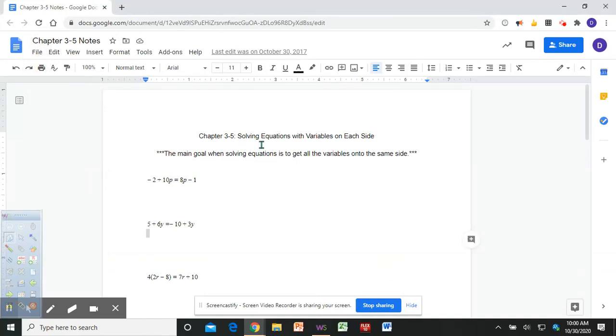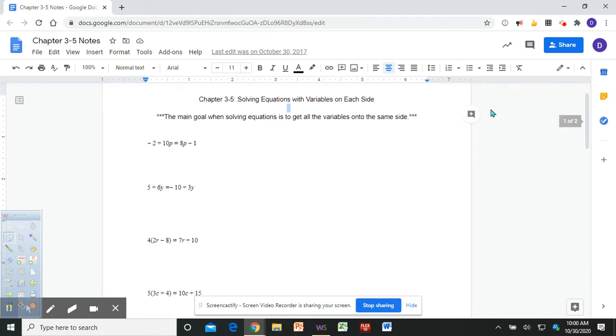Today we are going to be talking about 3-5, which is solving equations with variables on each side. So the main goal when we're doing this is we have to get all the variables onto one side of the equation. Meaning today, if you notice right here, they're going to have a variable on both. So it's our job to get it over to the other side.